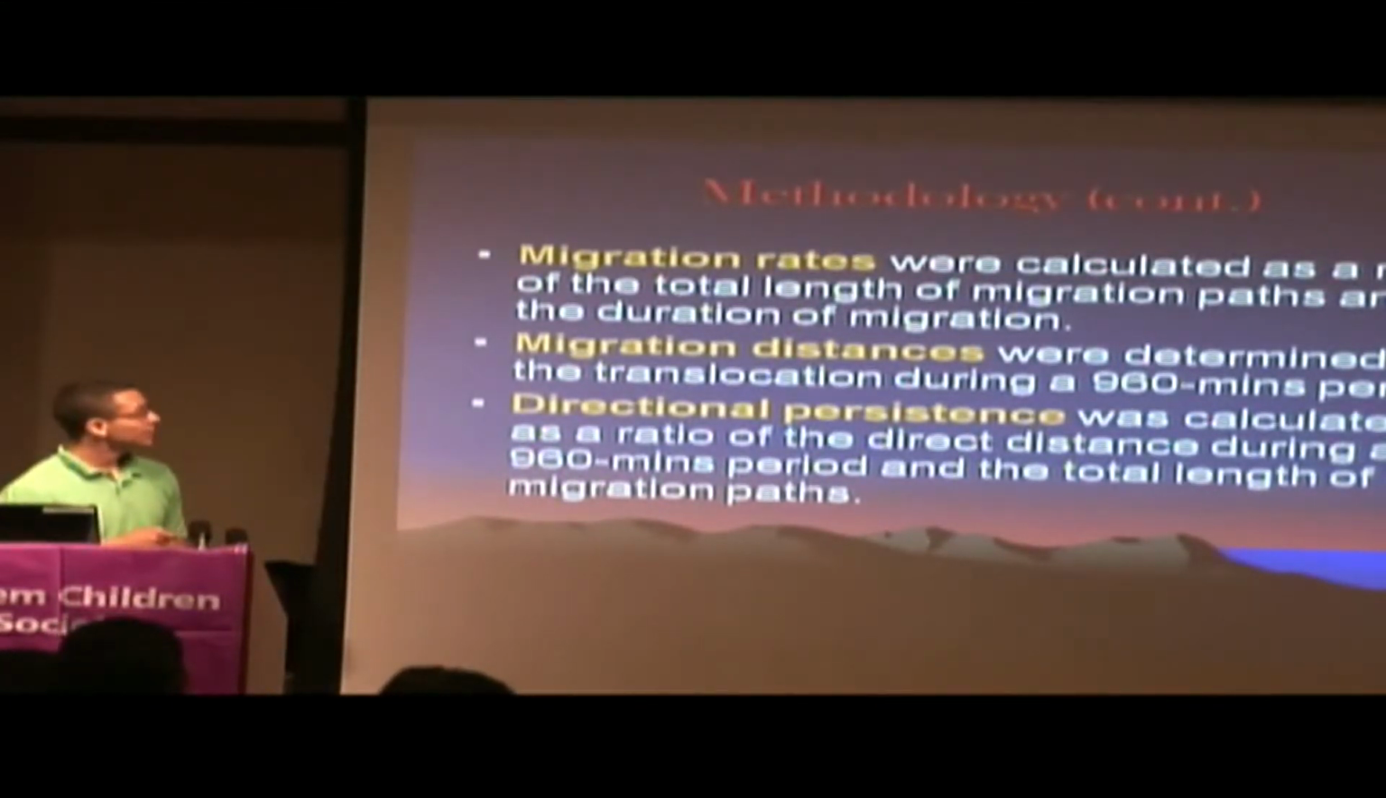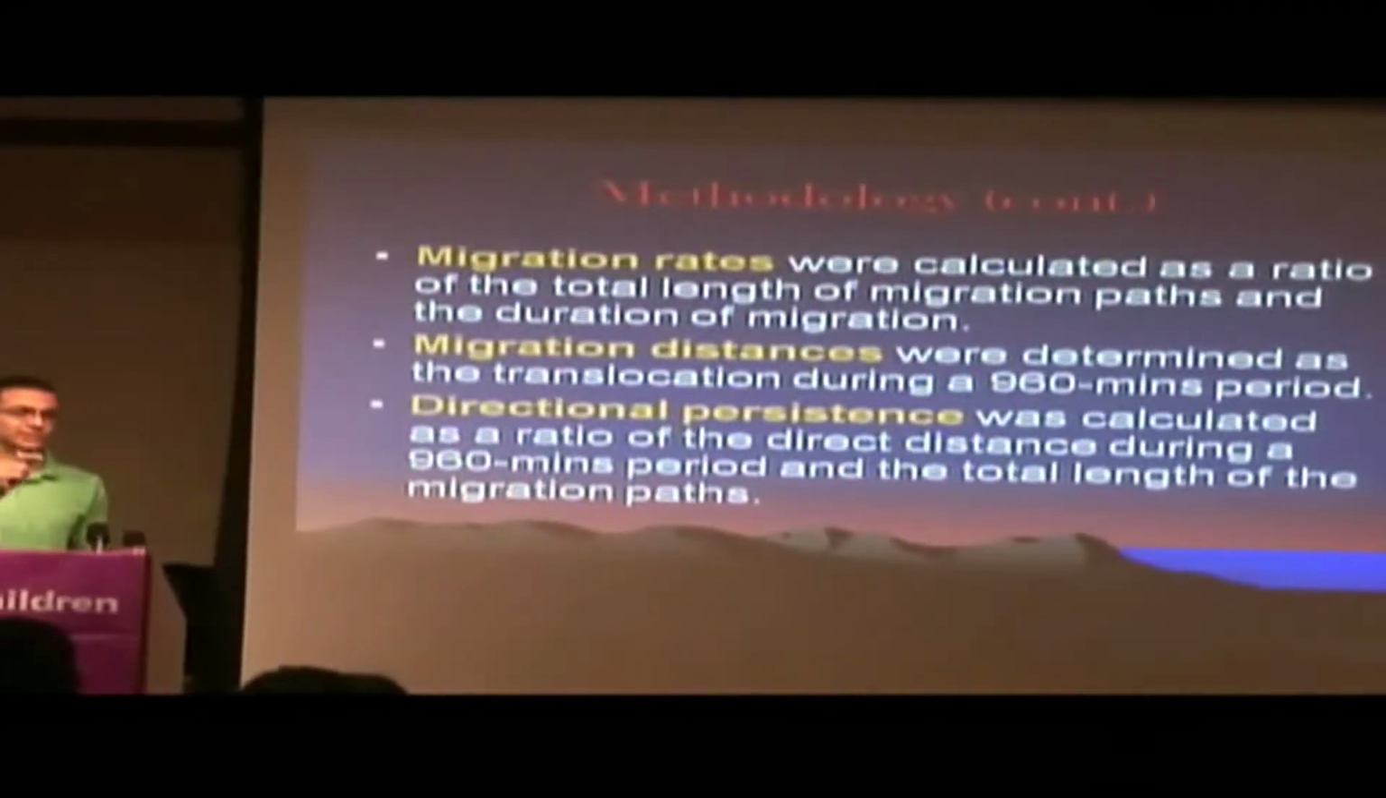All of these things were analyzed from our data. So the three main things that we were looking for in our results were migration rates, migration distance, and directional persistence. Migration rate is pretty much the ratio of the total length of how far the cell traveled over the amount of time. So it's just distance over time. Migration distance was just the translocation of the cell.